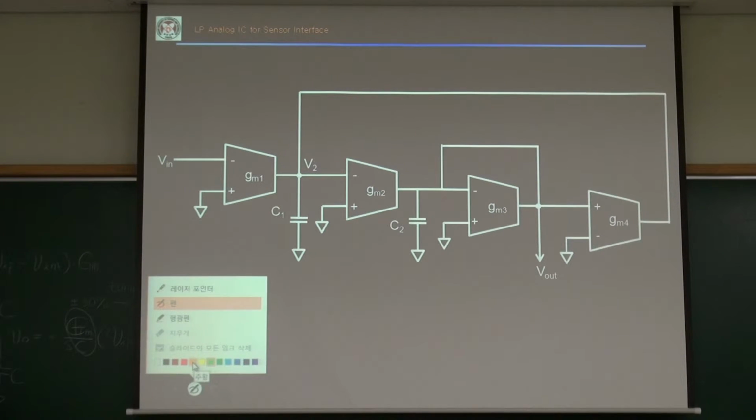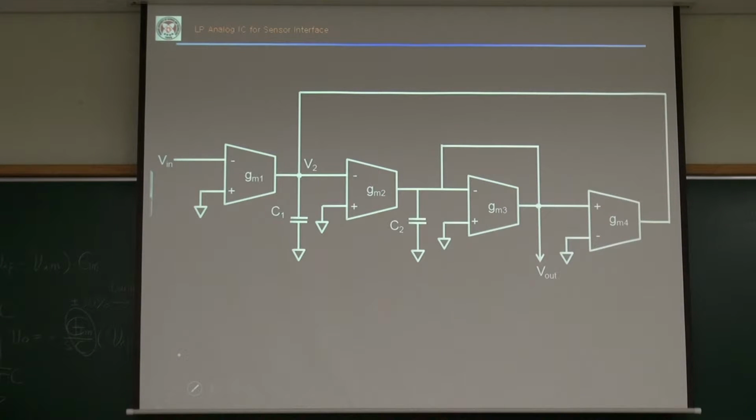Okay, let's do it again. So this is my input. So let's just see. Here, yeah, this is my V out. So I have only 3 nodes here, right? Because this node is also V out, right? It's connected by this wiring. So yeah, we can derive some equations.